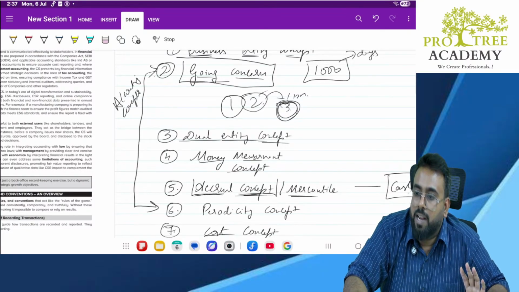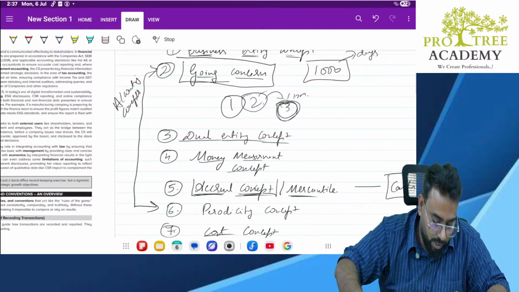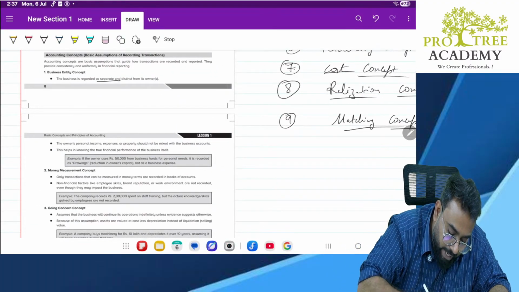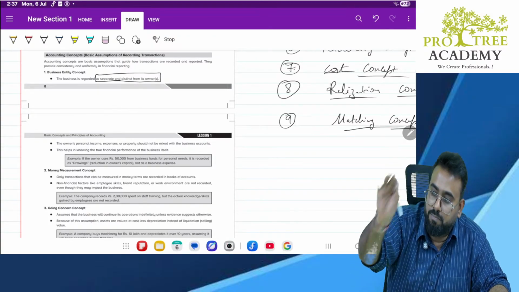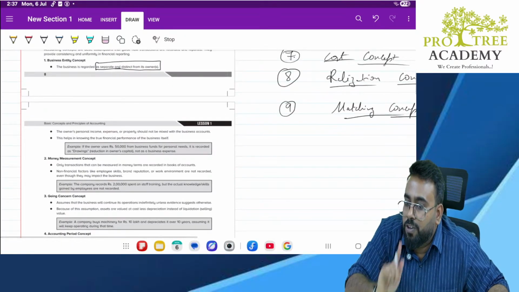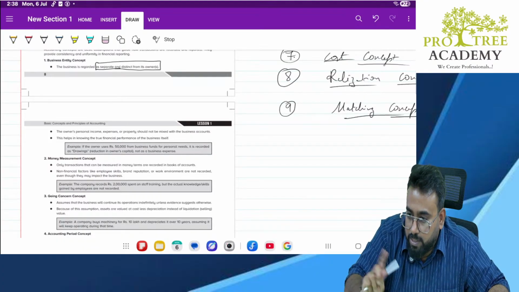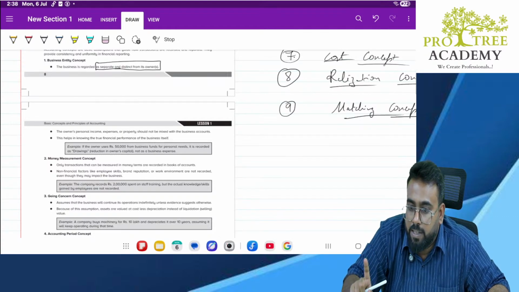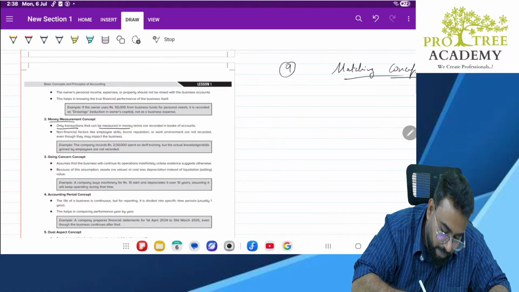Remember sir, in all these things, the important part is the keywords. What are those keywords, sir? Here, in the first one, separate and distinct from its owner. If you write this, you will get full marks. And always remember, if they ask for 5 marks, 5 concepts, always write the explanation. That means whatever this keyword, then you have to quote one example. Mandatory. Clear? One example is mandatory. Small one. Now don't write a paragraph. Small example you can quote. Next, money measurement concept. Only transactions that can be measured in money. These are the keywords.